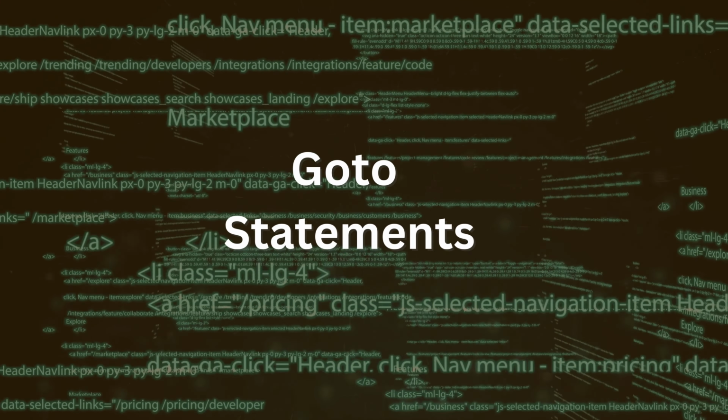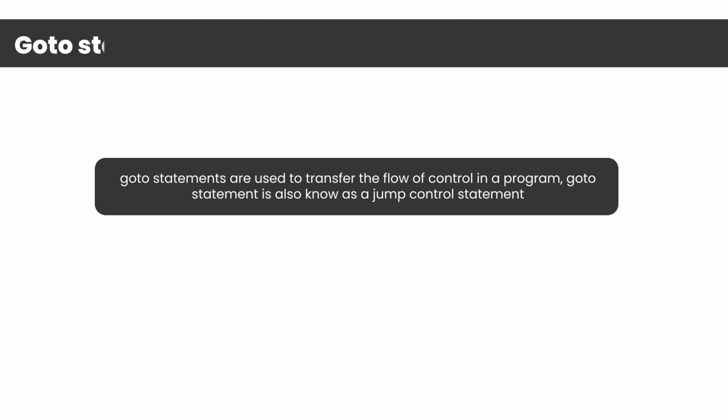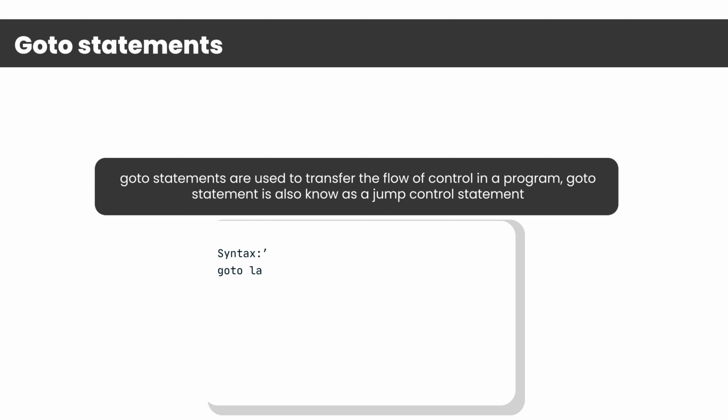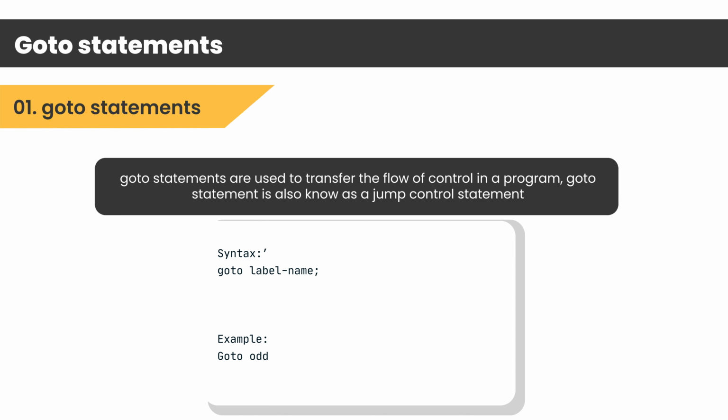Now let's have a look at goto statements. Goto statements are used to transfer the flow of control in a program. Goto statement is also known as a jump control statement because it is used to jump to the specified part of the program. The syntax is goto label name and semicolon. Label in goto statement is a name used to direct the branch to a specified point in the program. In the example, the label name is odd.